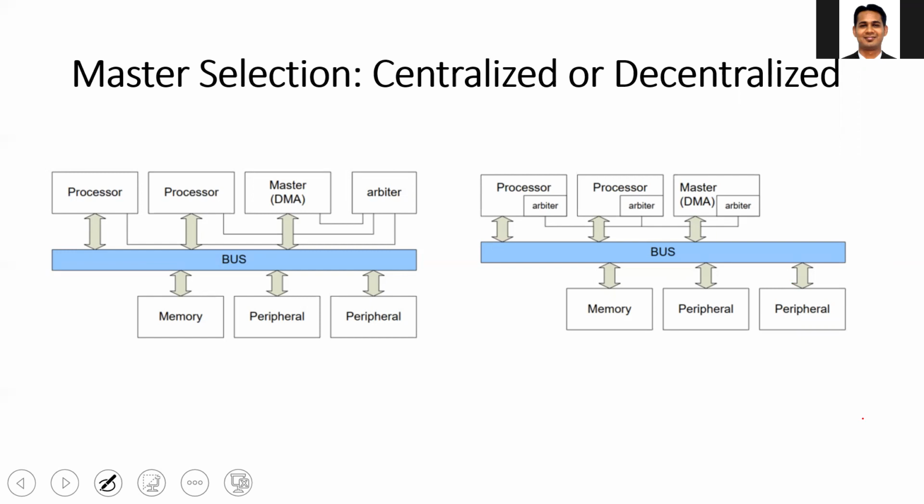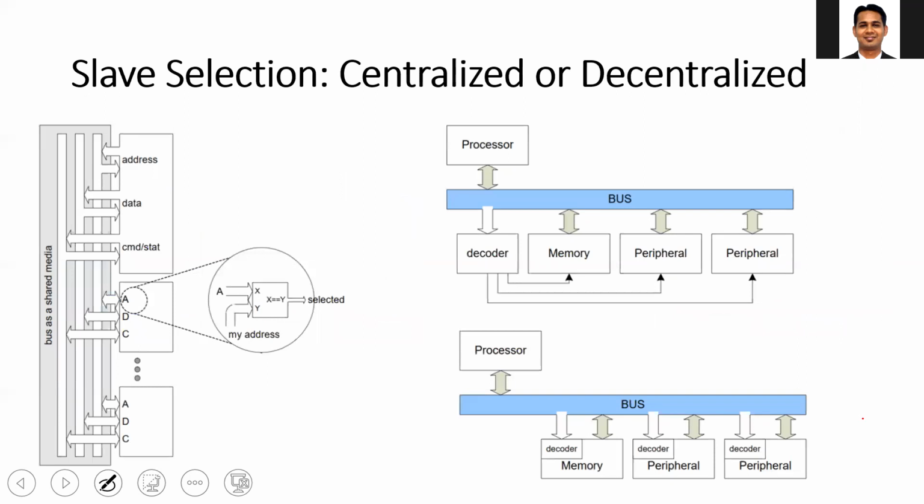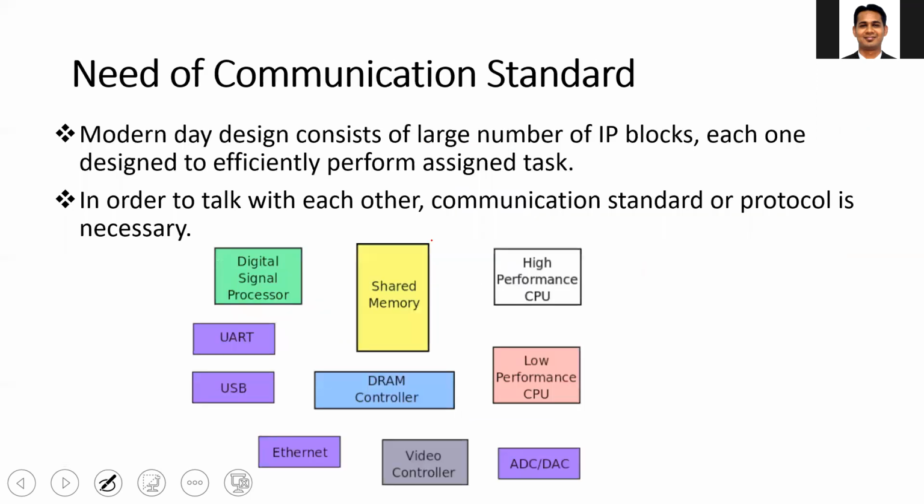Whether this arbitration should be centralized or decentralized, who decides this? Again, it will be defined in the bus protocol. Similarly, you have multiple slaves connected to the bus. So which particular transaction is there only for one particular slave? How does the slave know that this is for me? Whether the slave should keep on reading all the transactions going on the bus, or whether the slave will get the appropriate enable signal by some centralized decoder unit. So whether the slave selection should be centralized or decentralized, this is to be decided by the bus protocol. So that's why we need a bus protocol.